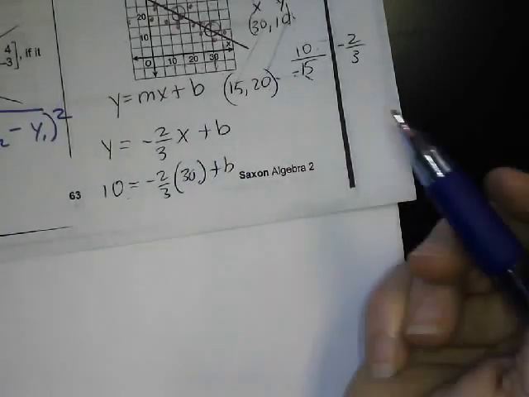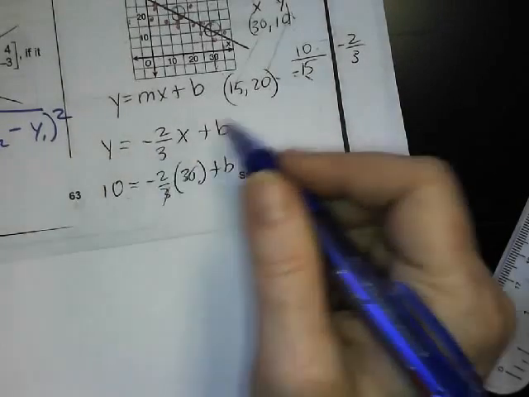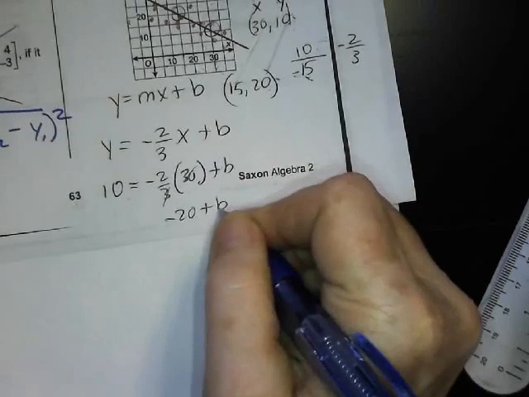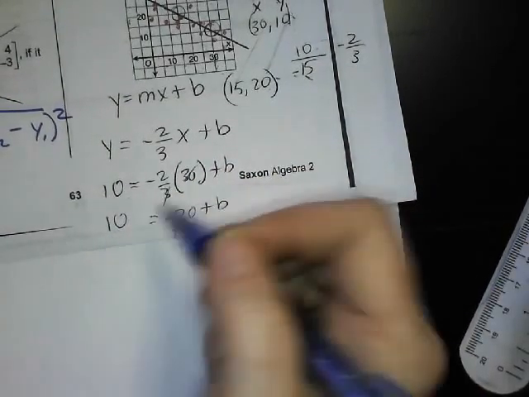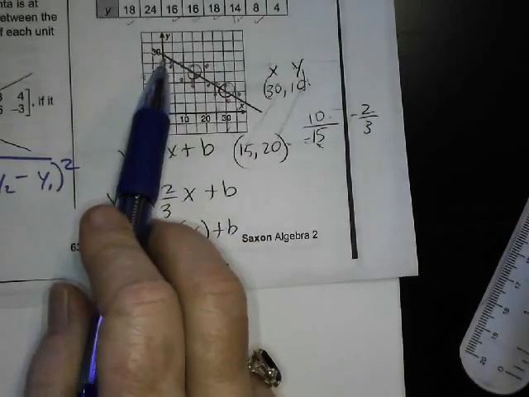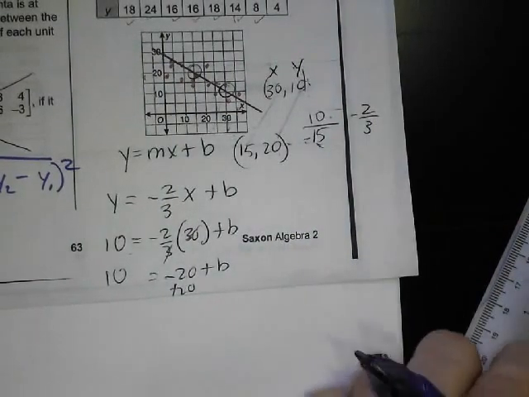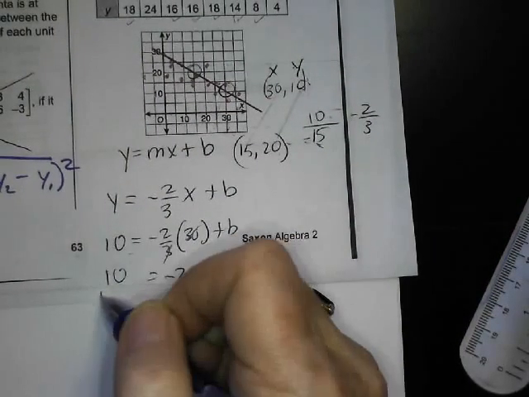Negative 2/3 times 30, that's going to be negative 20. Plus b, that's equal to 10. If I add 20 to both sides, I get b's 30, and that looks pretty close to what my graph has, so that's fine.